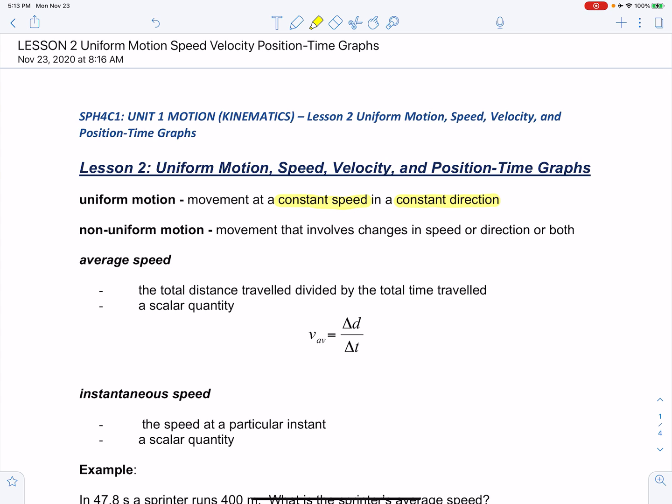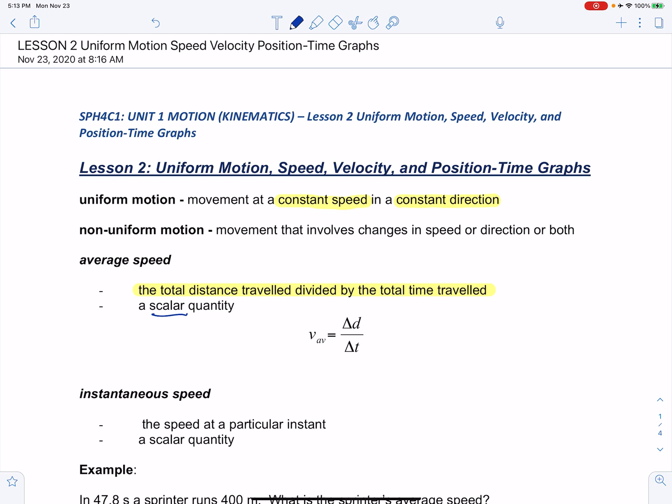If any one of these change, then what you have is non-uniform motion. Non-uniform motion is the movement that involves changes in either speed or direction or both. Let's look at the first quantity, average speed. Average speed is defined as the total distance traveled divided by the total time traveled. It's a scalar quantity, so we know that there won't be any direction associated.